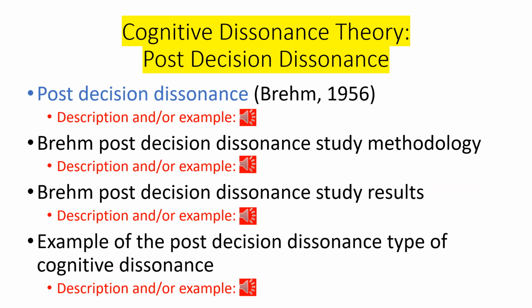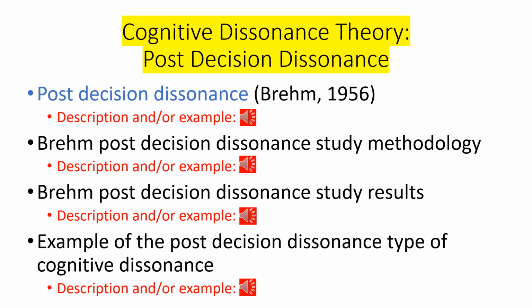So our third type of cognitive dissonance is post-decision dissonance, the work of Jack Brehm. Brehm published this work in 1956. This is based on his dissertation working under Festinger at the University of Minnesota. Actually, this is the first ever study published on cognitive dissonance. Jack ended up at the University of Kansas.